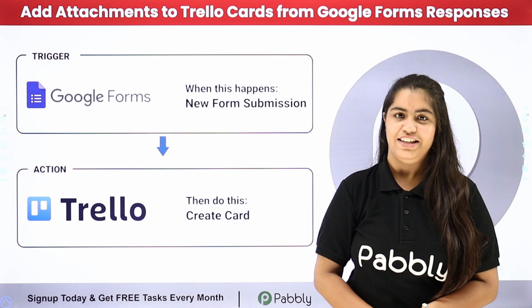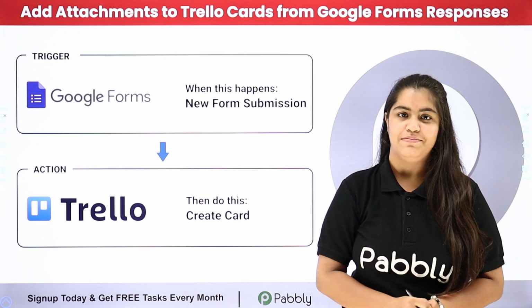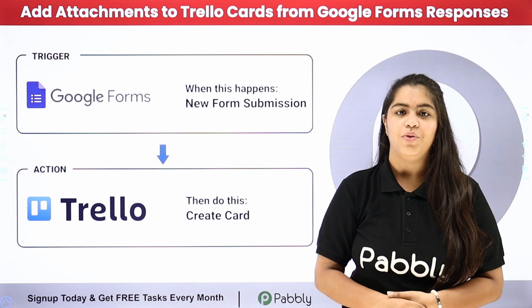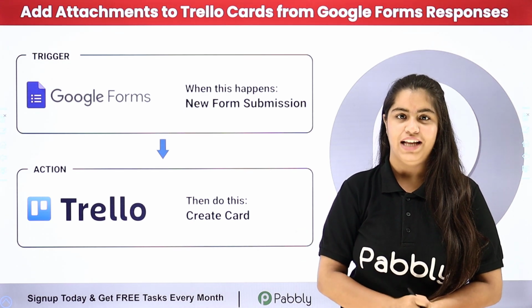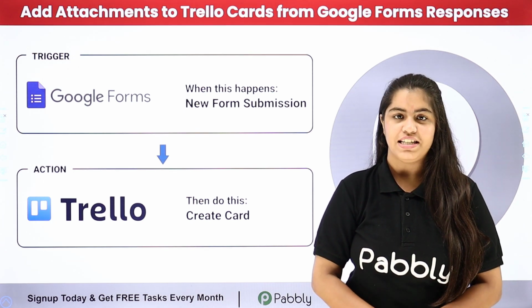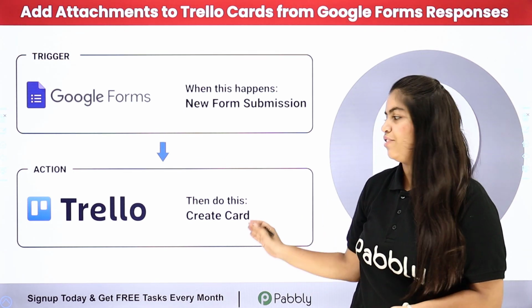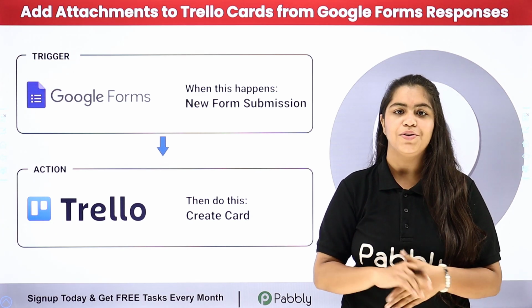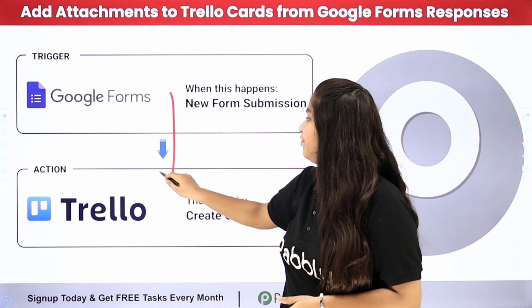I'm running a marketing agency, and for that we make marketing materials for our clients. And now I want that as soon as my client uploads the file in the Google Form with their client details, automatically with the help of the same details, a new card should be created in my Trello account too. So for this we are going to create a connection between Google Forms and Trello.